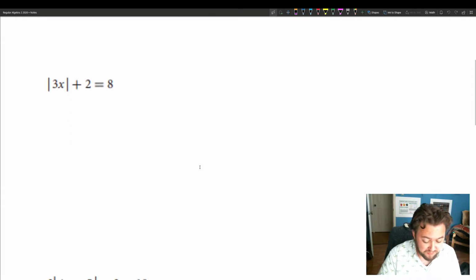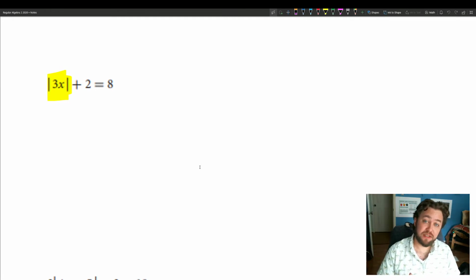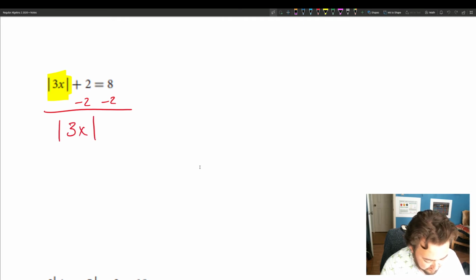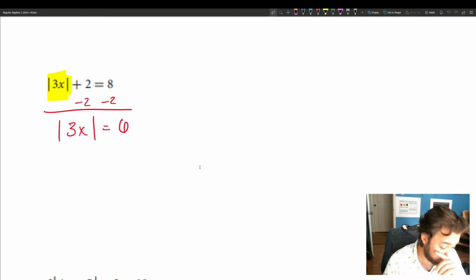When it comes to solving these, what I really want to do is get the stuff in the absolute value, the part that I've highlighted, by itself. So anything with it, I've got to get rid of. In this case, the opposite of plus 2, I'm going to subtract 2 to make it go away. So subtract 2 from both sides, and I get the absolute value of 3x is equal to 6.